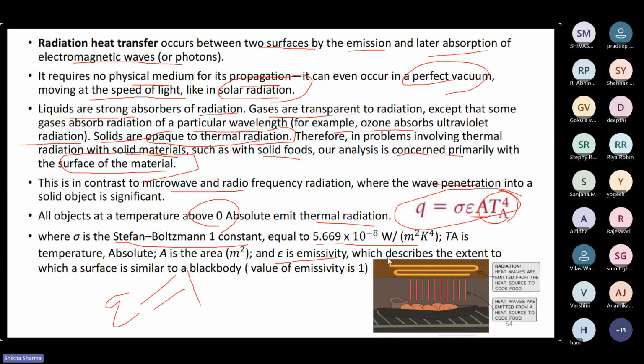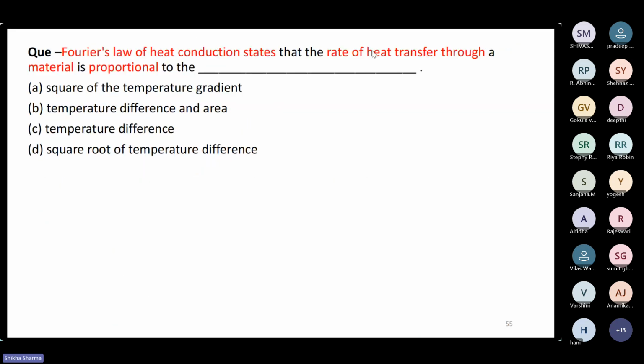This diagram shows how food is being cooked with the help of radiation. Radiation will come and cook the surface of the food. This particular part is emitting the radiation and the food is the absorbing part of the radiation. So these are the three modes of heat transfer.